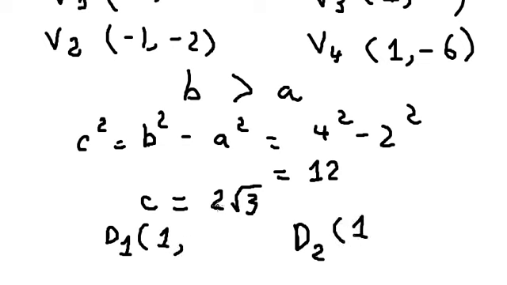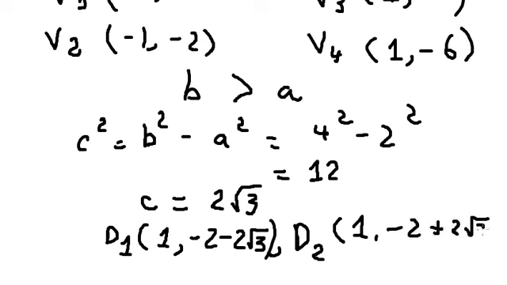So we have 2 multiplied with the square root of number 3 in here. So we have negative number 2 minus 2 multiplied with the square root of number 3, and negative number 2 plus 2 multiplied with the square root of number 3. And that is the answer for the foci.